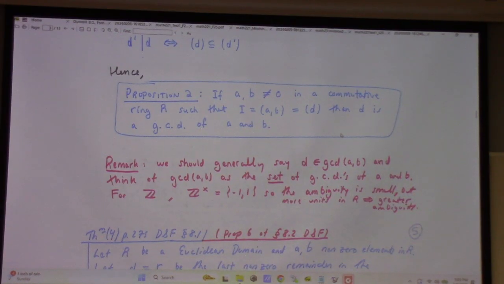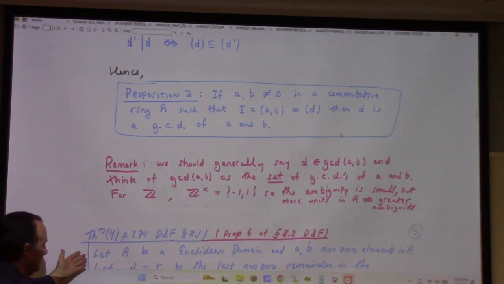Because even in integers, the GCD can always be plus or minus what you say. You say the GCD is 10, I say it's plus or minus 10. You say the GCD is 67, I say it's plus or minus 67, just to pick a random number.